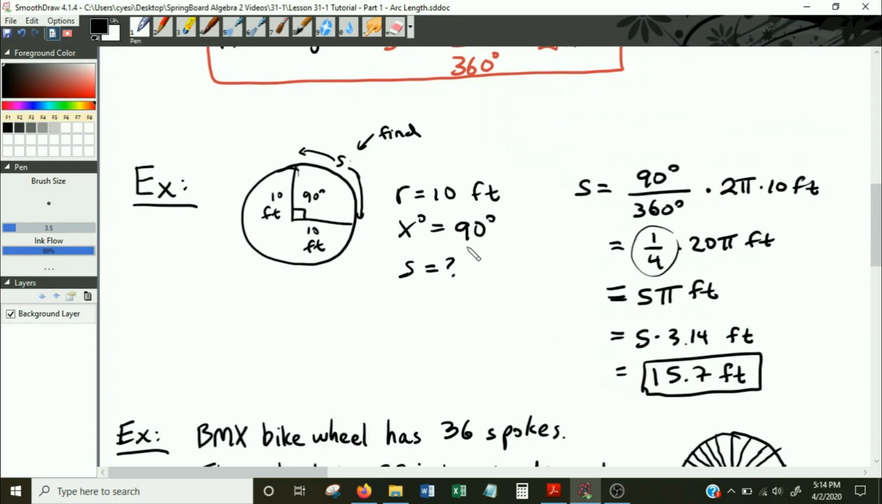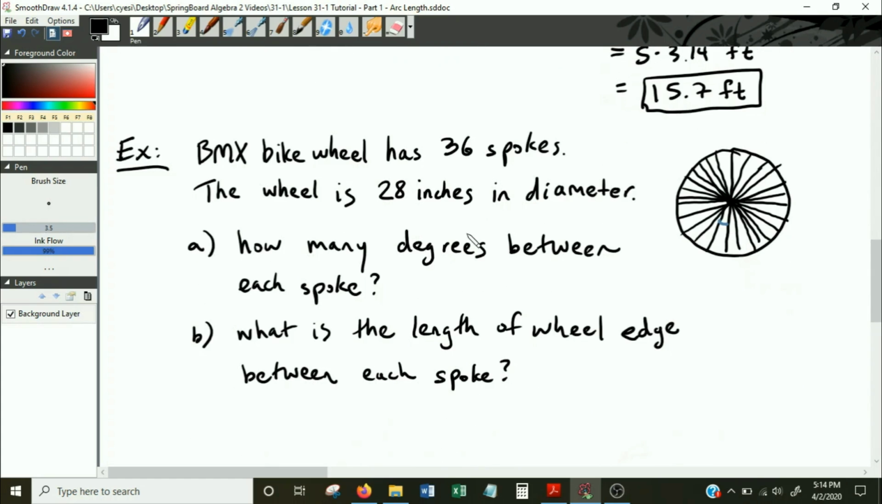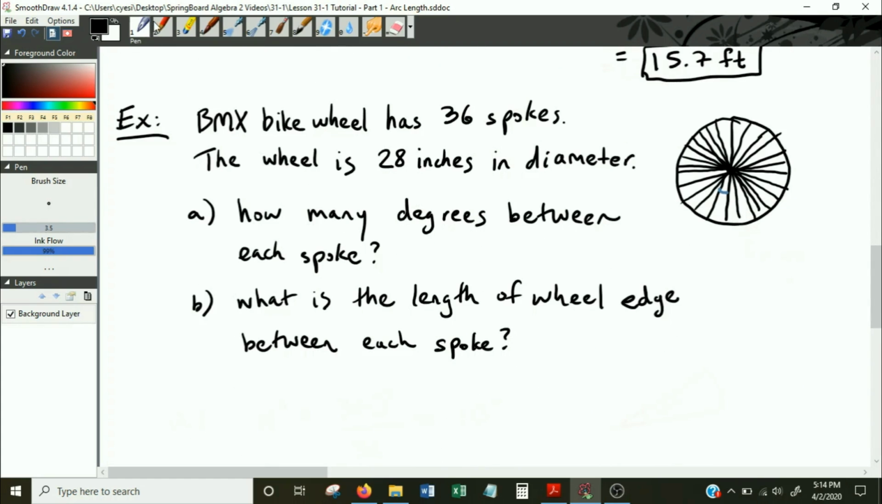Okay, so now let's go down to another problem. This one is a little bit more involved, but it's okay. So we're told that we have a BMX bike wheel, and this bike wheel has 36 spokes. And the wheel is 28 inches in diameter, so this might be like the rim of the wheel, and these are the spokes of the wheel. So the question is asking us, how many degrees are there between each spoke? Like in this opening here, what is that angle? And what is the length of the wheel edge between each spoke?